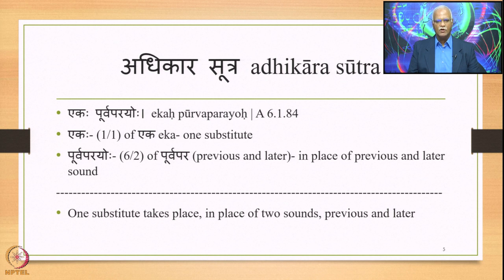Ekaha is 1/1 of eka, which means one, and so ekaha means one substitute. Purva parayoho is 6/2 of purva para. Purva means previous, para means latter. So purva parayoho means in place of previous and latter, and obviously sound. To put these two meanings together, the meaning of the sutra ekah purva parayoho would be one substitute takes place in place of two sounds, previous and latter.